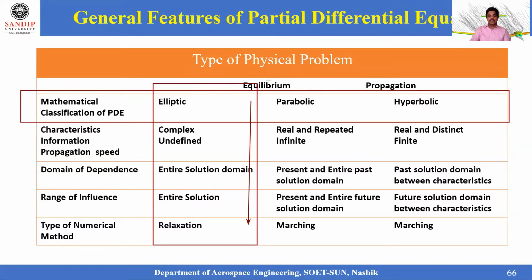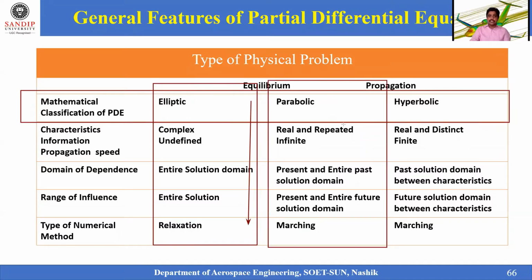When we follow a parabolic path, in the characteristic information we have real and repeated eigenvalues. The domain of dependence is present and the entire past solution domain. So that means after point P, whereas in the elliptical case it is the surrounding of P, and in the parabolic case it is P after. So it is saying present and entire past solution domain for the domain of dependence, and for the range of influence, present and entire future solution domain. So that means only P after is where the resultant exists.